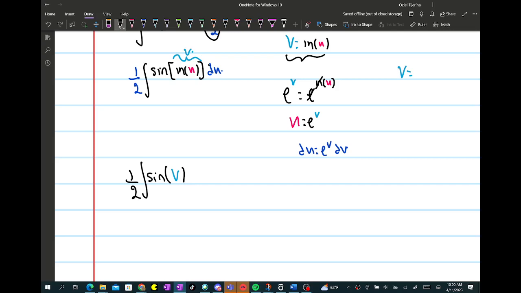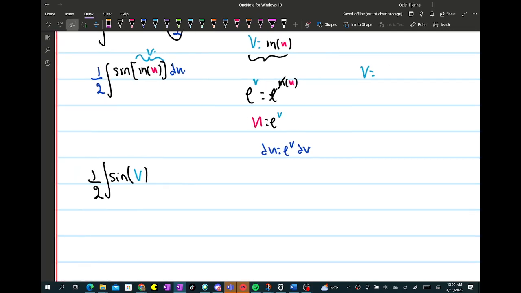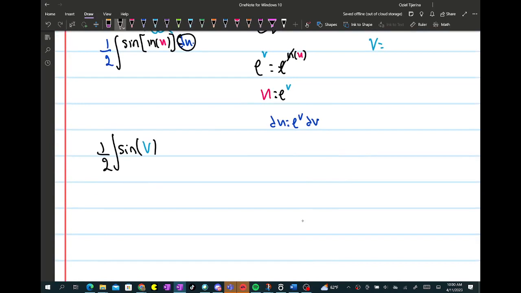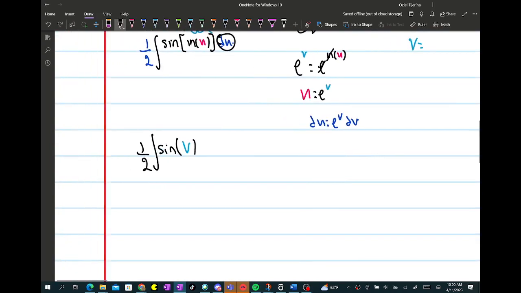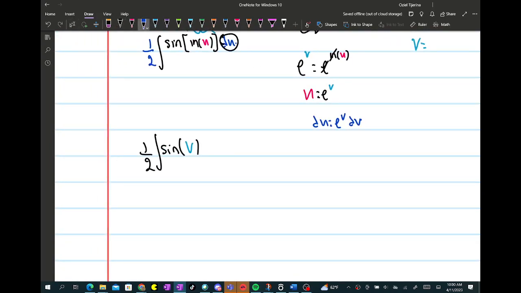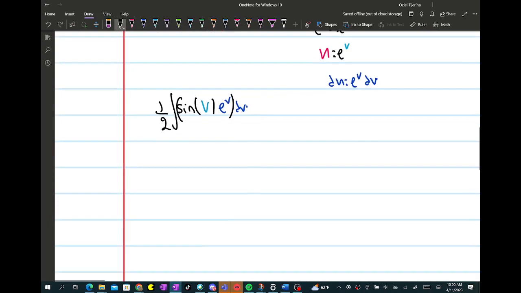And then du itself right here, du is actually e to the v dv. So it's going to be times e to the v dv. So now we have an integral that we can actually integrate.